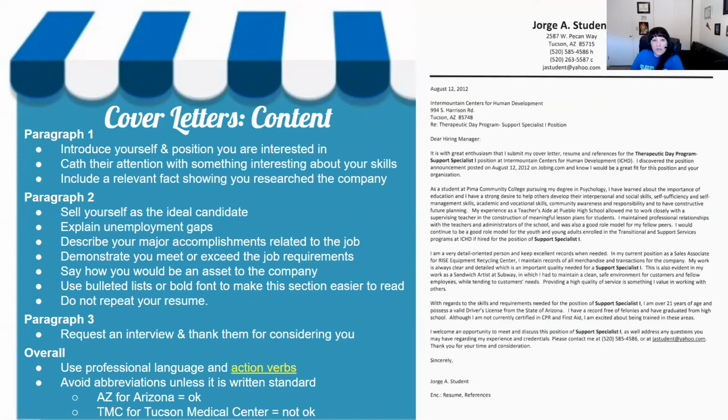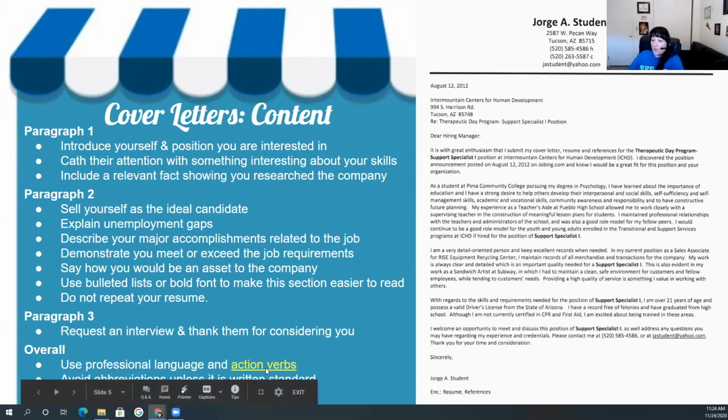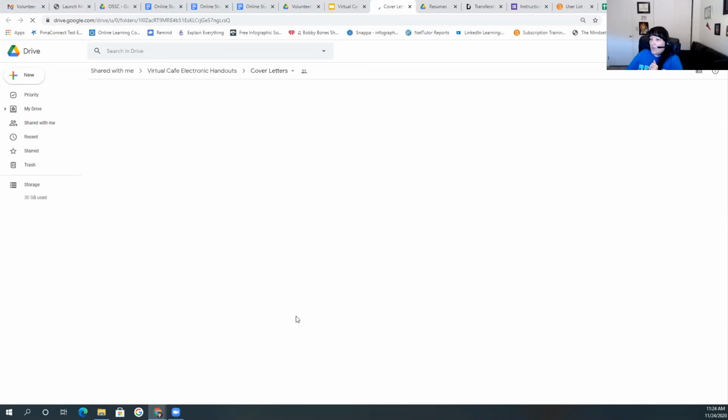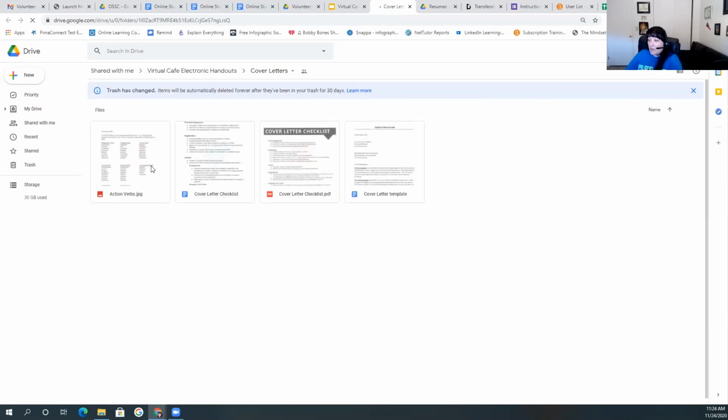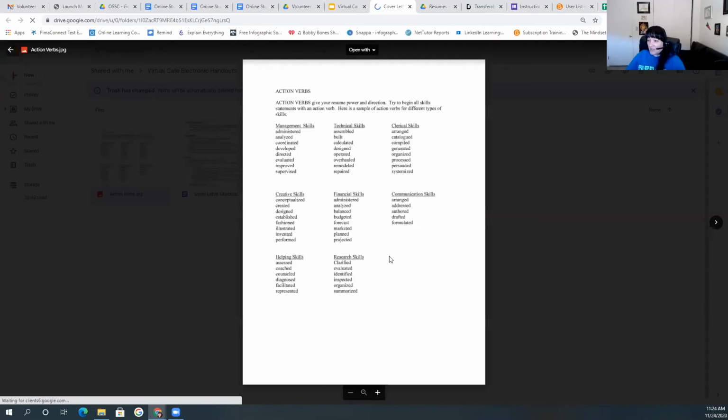Overall, you want to think about using professional language. You also want to think of using action verbs. We actually have a folder or a document, if you're not quite sure what types of action verbs you want to use, that we can definitely share out with everyone. I'll just show you what it looks like. You can also do a Google search for action verbs for cover letters. There's a lot there.